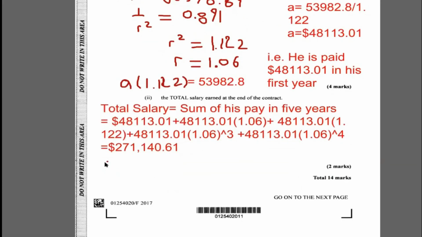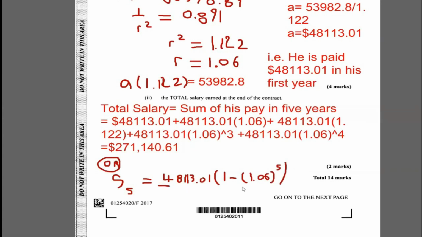Another way to do it, I'm just going to throw in an OR because I know people like the OR. You could have just used the formula for the sum of the 5 years, S5, which is A times 1 minus R to the n, over 1 minus R. So A is 48,113.01 times 1 minus 1.06 raised to the fifth power, over 1 minus 1.06. You could have used this formula as well and worked it out.